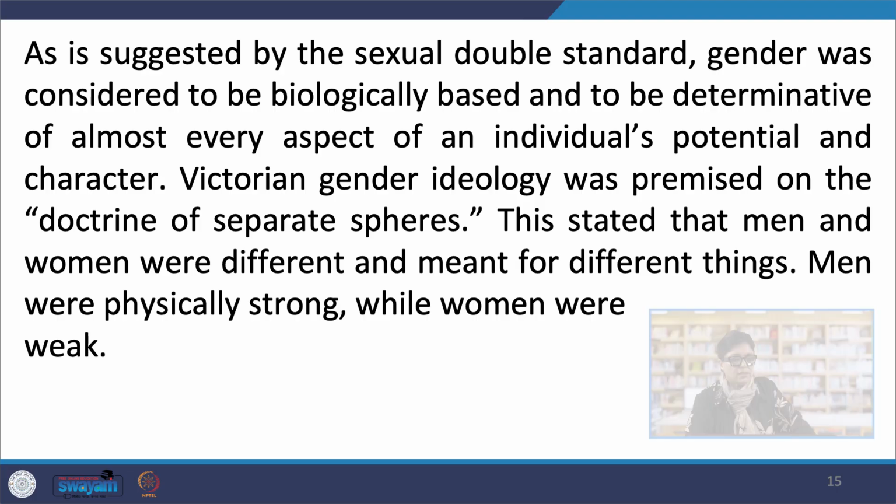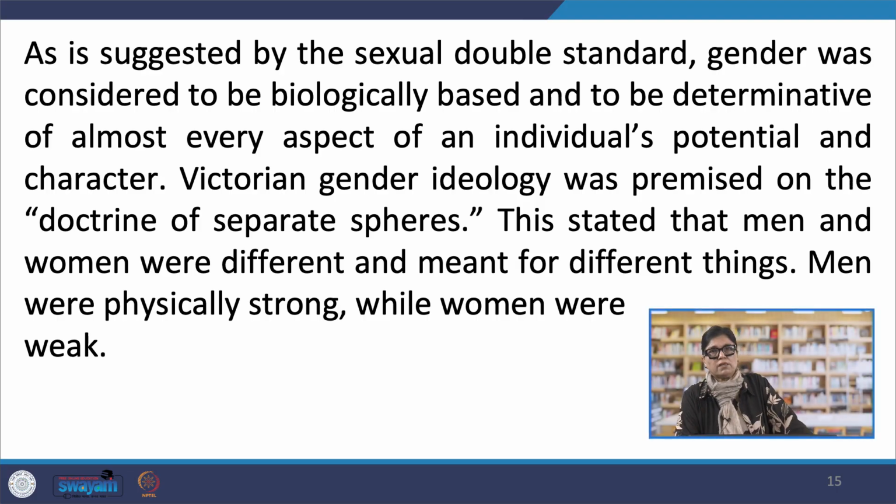As is suggested by the sexual double standard, gender was considered to be biologically based and to be determinative of almost every aspect of an individual's potential and character. Victorian gender ideology was premised on the doctrine of separate spheres. This stated that men and women were different and meant for different things. Men were physically strong while women were weak. For men, sex was central, and for women, reproduction was central.